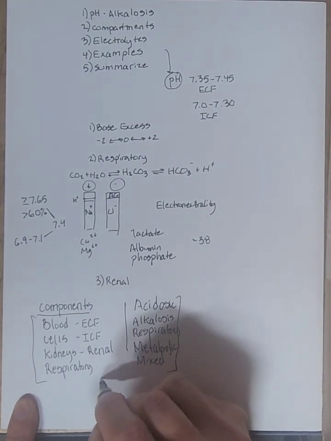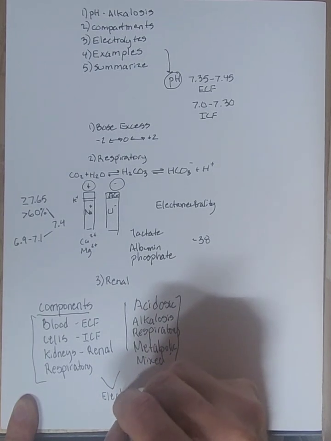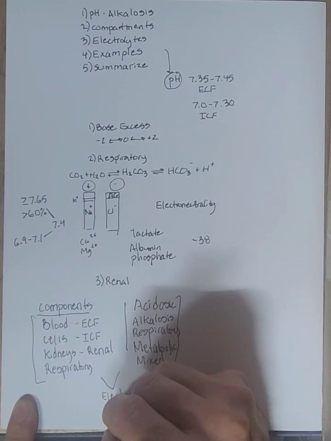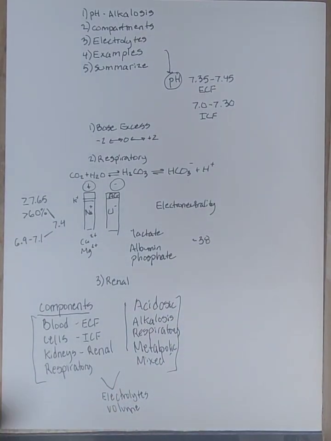And then you add all of this to electrolytes and fluid status or volume. So that's the whole picture. Extracellular, intracellular, what's going on in the kidneys, what's going on with the lungs. Is it acidosis, alkalosis? Is it respiratory, metabolic, or mixed? Is there a compensatory mechanism? And if so, are there electrolyte derangements?